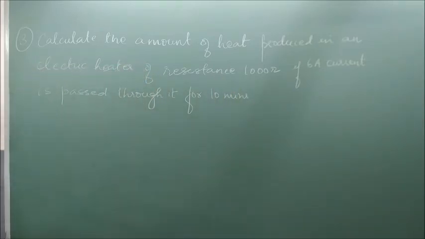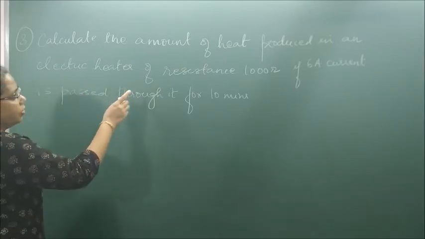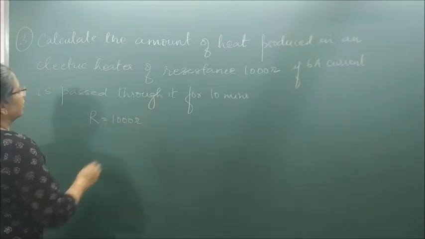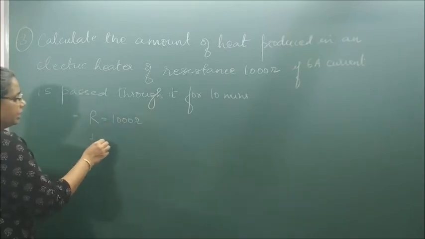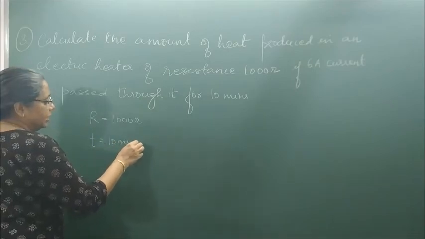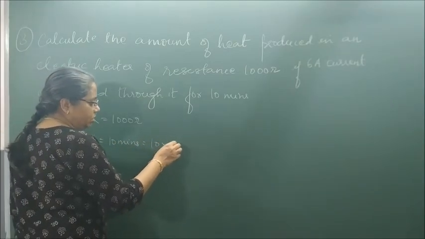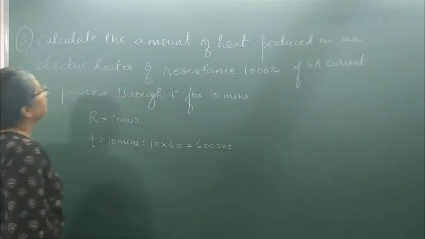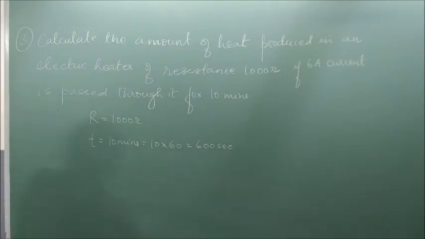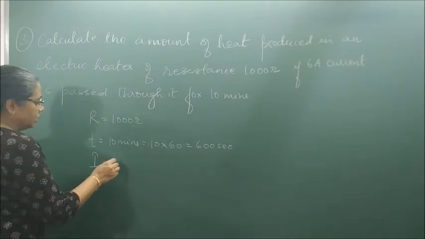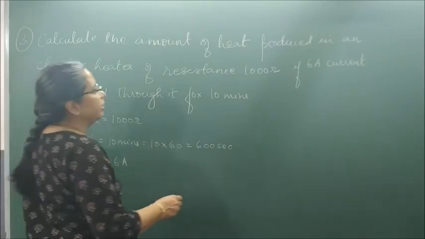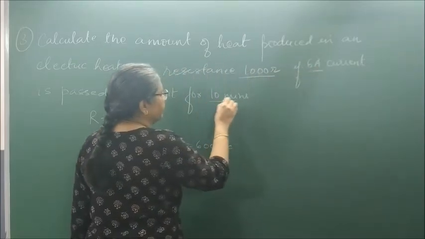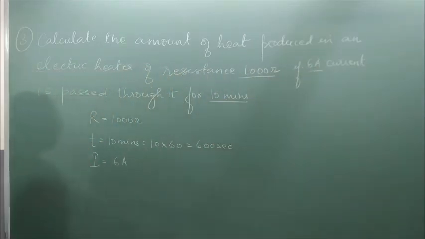So we need to find out what? Heat. Resistance is what? R is given as 1000 ohms. Current is passed for how many minutes? T is given as 10 minutes. 10 minutes means 10 into 60, which is equal to 600 seconds. Current is given as 6 amperes. You have 1000 ohms, 6 amperes, and time 10 minutes. What are my formulas?